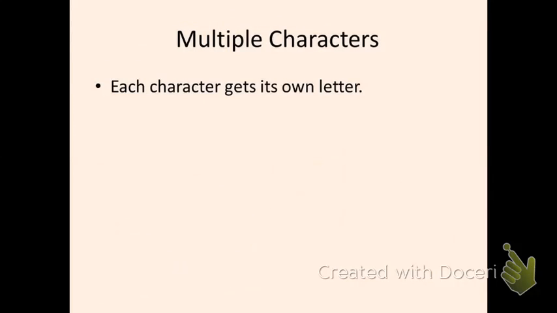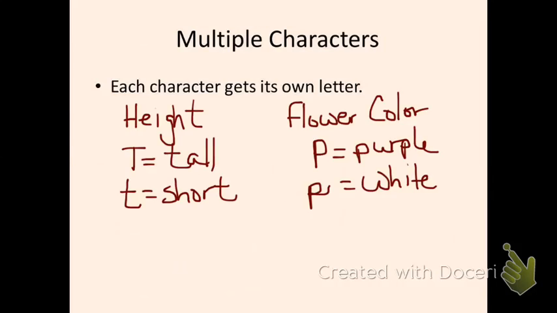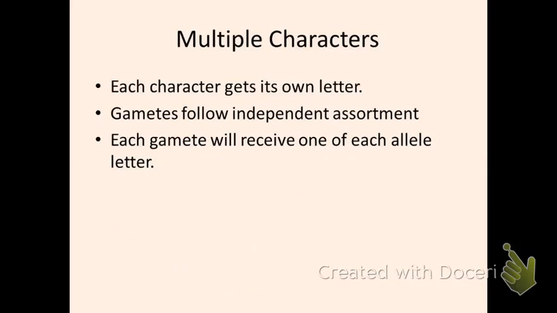Alright, so in multiple characters, we are going to make sure that each character gets its own letter. So these would be for our dihybrid or 2-trait crosses. So for example, you're going to have height. Big T is tall, little t is short, and then flower color is our second character. And big P would be purple, little p would be white. Notice that I am doing the lowercase with a cursive p just to make sure that it's easier to identify. And then each of our gametes will have independent assortment for those particular alleles, and so they'll each receive one of each of those letters.